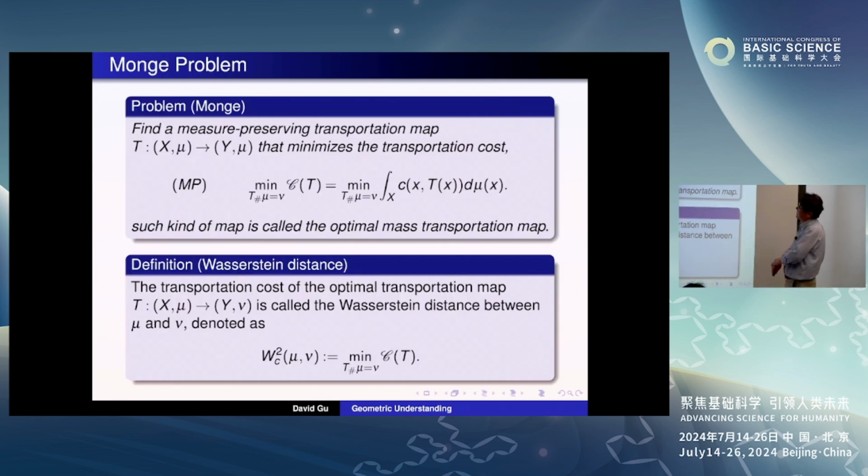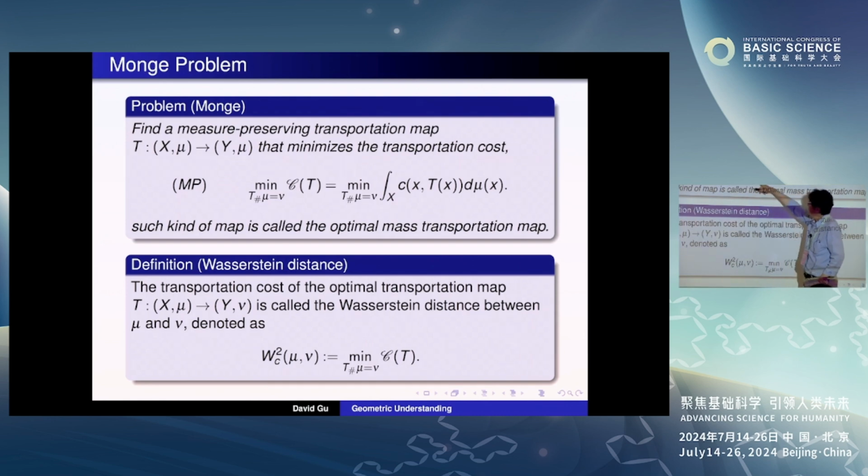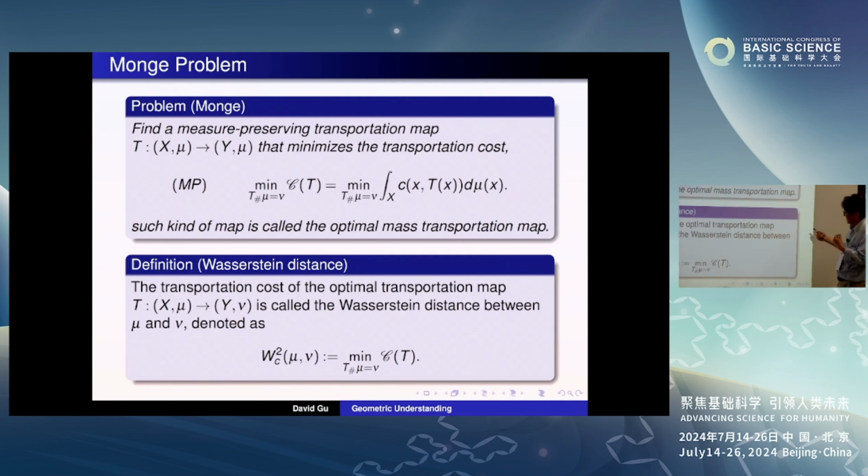So in history, optimal transport was raised by Monge. Basically, given two distributions, how can you find a mapping from x to y such that we push forward mu to nu, and among all such mappings, we try to minimize the total transport cost. Then this minimal transport cost is called the Wasserstein distance. This gives you a distance definition between two distributions.